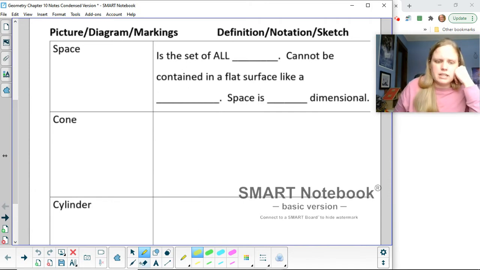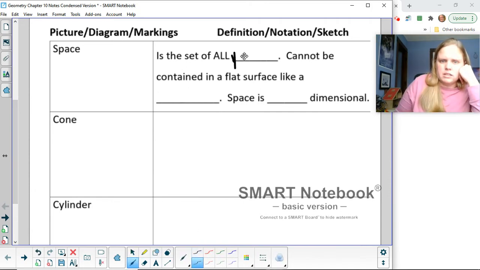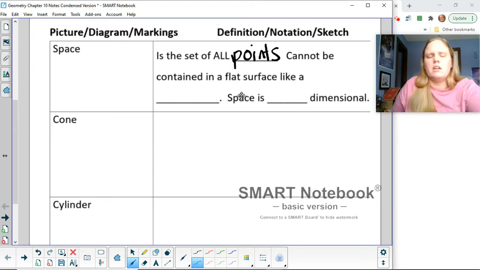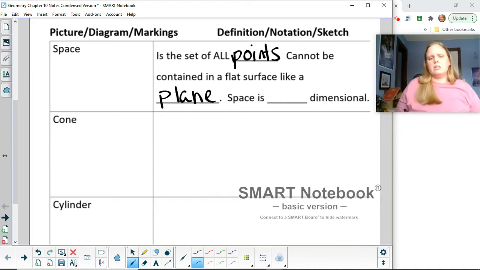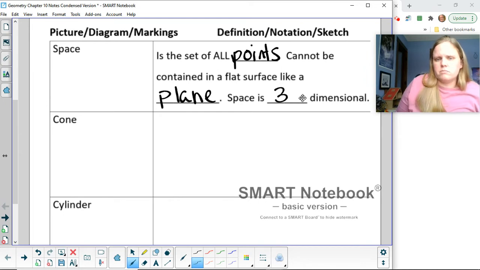So space itself is the set of all points. It's not contained on a plane, so not in a flat surface like a plane, because space is all around us, so it's three-dimensional.